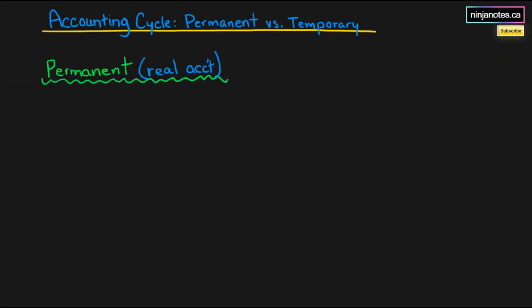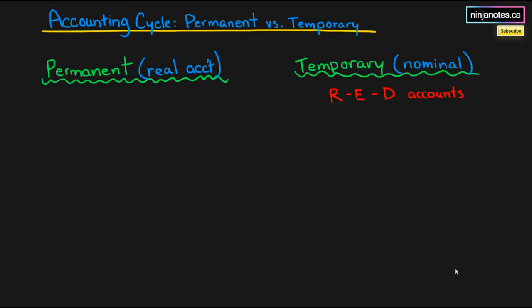Let's bring up the two different columns, which are going to be permanent and temporary accounts. Sometimes permanent accounts are called real accounts, and sometimes temporary accounts are called nominal accounts. Let's start with temporary accounts, since they are the focus of this tutorial. To start off, temporary accounts are RED accounts, a really nifty acronym you can easily remember, and it stands for revenue, expense, and dividend accounts.